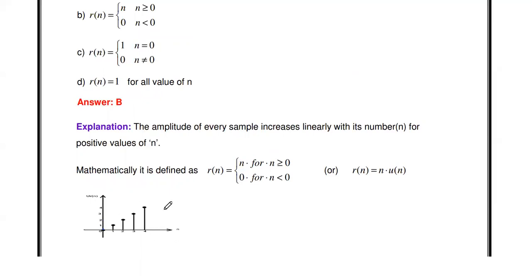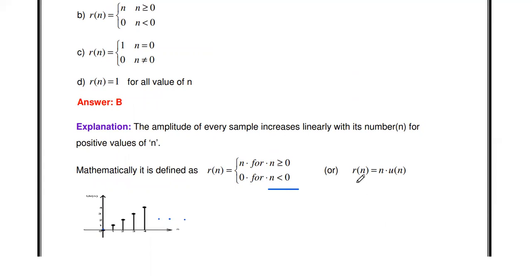So this ramp signal is defined as R of n equal to n for n greater than or equal to 0. For negative values of time, R of n does not have any amplitude, so it is 0. So this is said to be the ramp function. This ramp signal also has zero amplitude in negative time. Only for positive time is the ramp signal available.